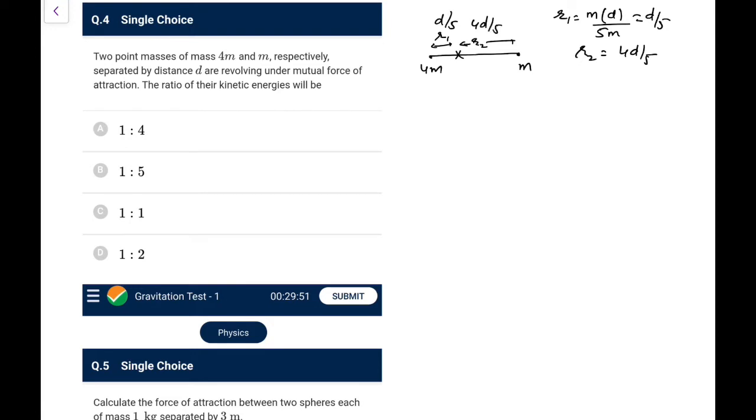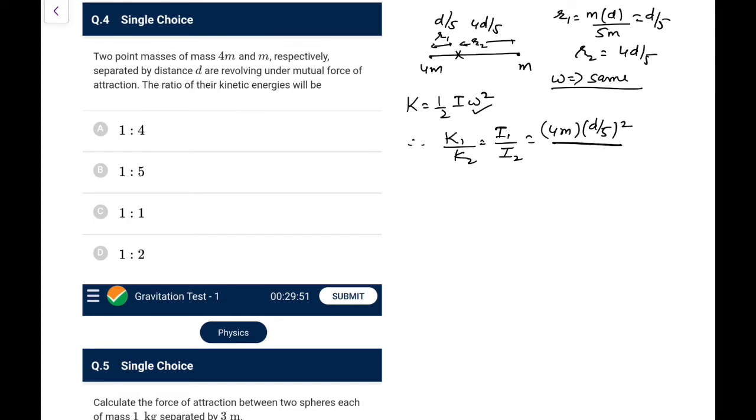Both will go in a circular path, and because both will always be opposite to each other, omega of both will be the same. Now treating them as rotational, kinetic energy I can write as half I omega square. Omega for both is the same, so K1 upon K2 would be I1 upon I2. And what is I1? I1 would be 4m into d by 5 whole square. I am treating them as point masses. And I2 is m into 4d by 5 whole square. If you do this, this will come out as 4 by 25 and this will come out as 16 by 25. So I think the ratio comes out as 1:4. So option A is the most appropriate one here.